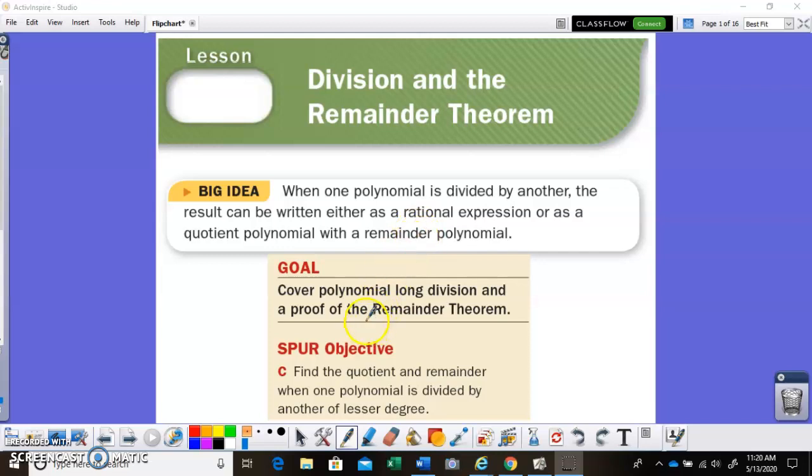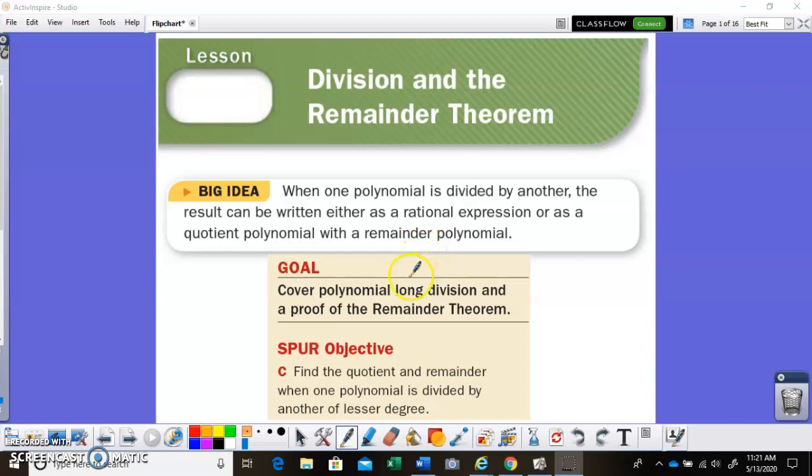All right, so this lesson is about division of polynomials and the remainder theorem. If you have a textbook at home, this information is not out of an Algebra 2 textbook, so you're not going to be able to find it in your Algebra 2 textbook. The big thing that we're working on here is that when one polynomial is being divided by another, the answer or the result can be written either as a rational expression or as a quotient polynomial, meaning an answer polynomial, with a remainder polynomial. And that's what we're going to head towards.